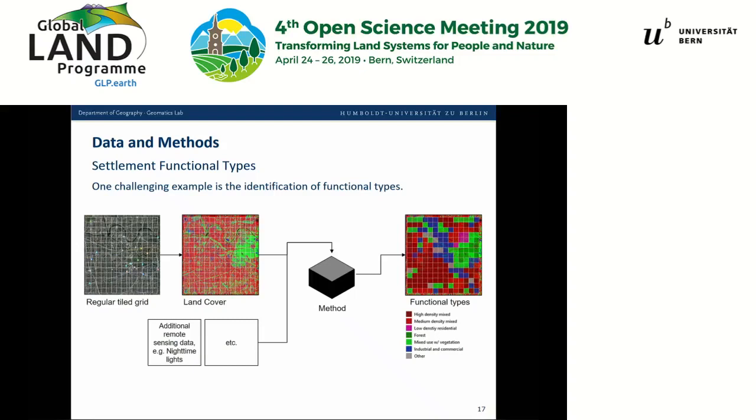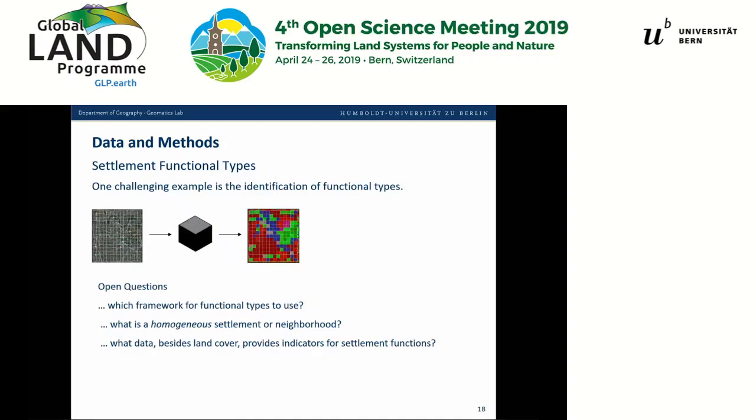Well, multiple questions arise here. Like, what framework for functional types can we use? What frameworks do exist? What do we need to add to those frameworks to be applicable for material stock mapping? What is a homogeneous settlement or a homogeneous neighborhood, and how large is it? And is that different over regions? I think it certainly is, but we don't have proof.